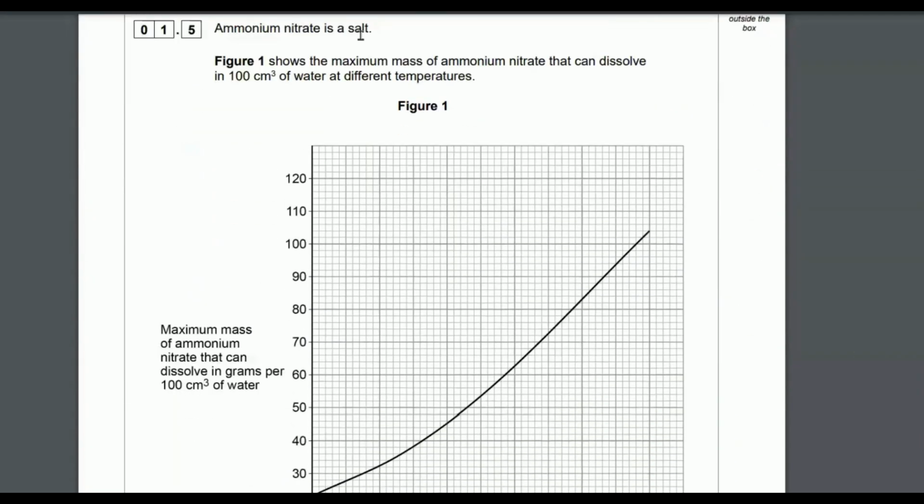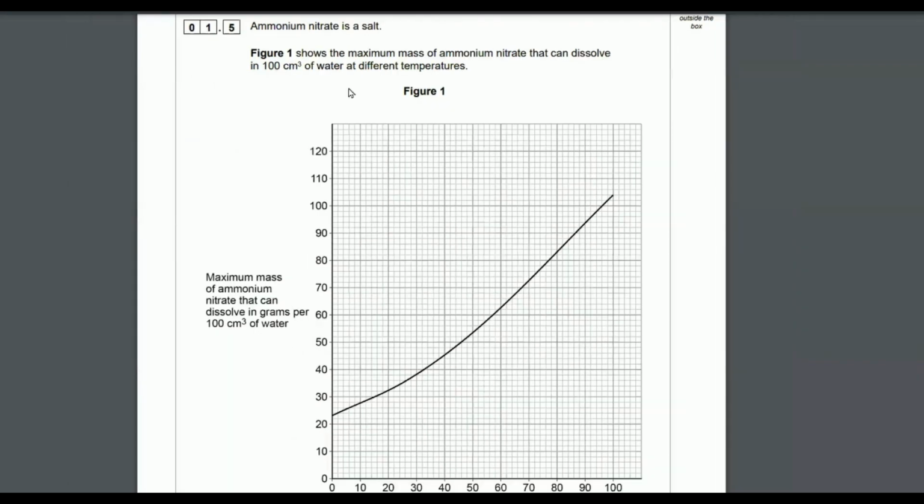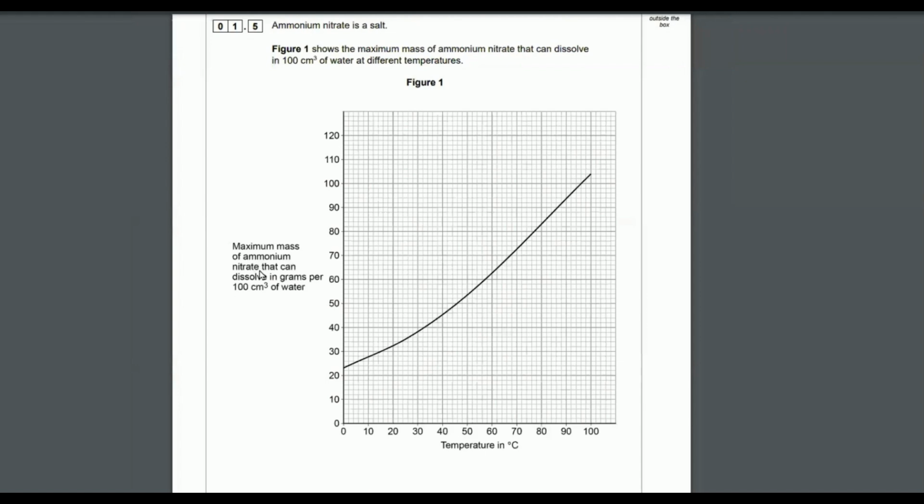Okay, ammonium nitrate is a salt. Figure 1 shows the maximum mass of ammonium nitrate that can dissolve in 100 cm³ of water at different temperatures. Here is the maximum mass that can dissolve, in grams per 100 cm³ of water, and here is the temperature. To give you an example, at 10 degrees the maximum amount of this salt that we can dissolve in 100 cm³ of water is around 27 or 28 grams. So that's how you're going to read the graph.